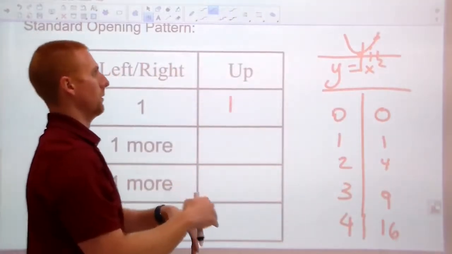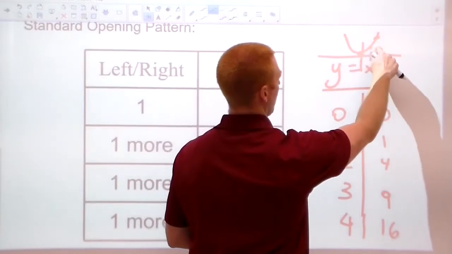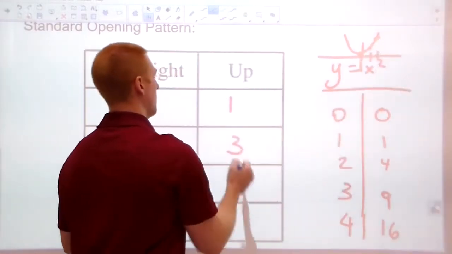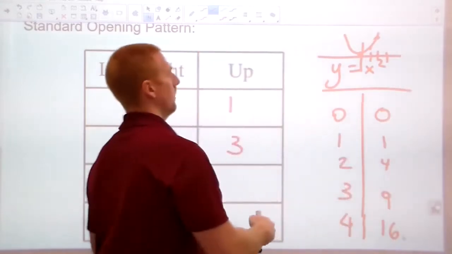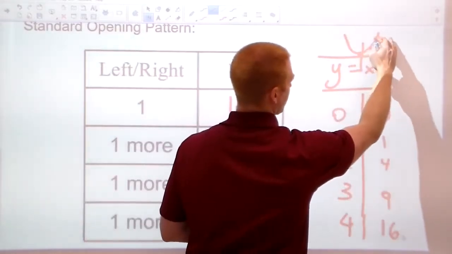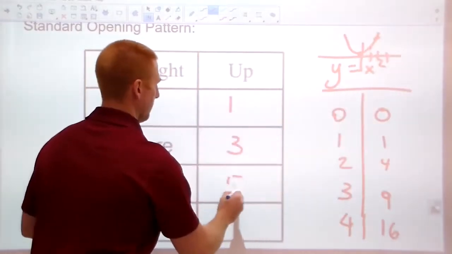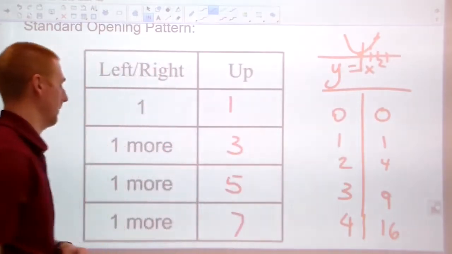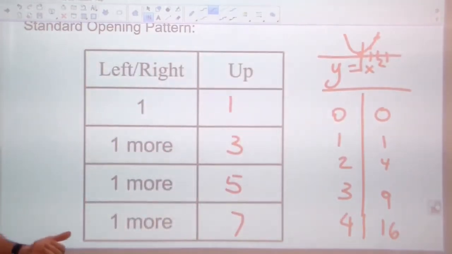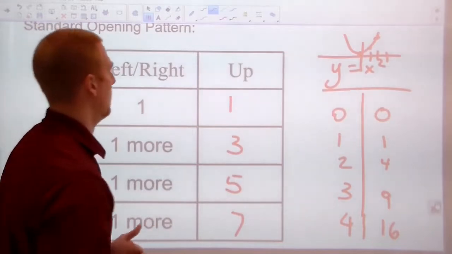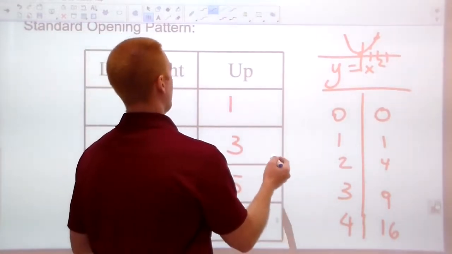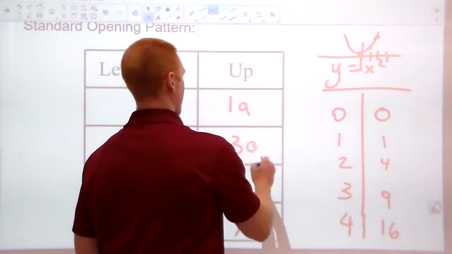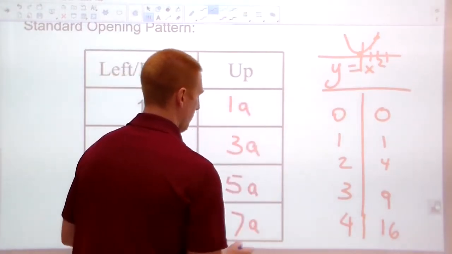So I was at (1, 1). If I went over 1, I went up 3. And if I jump one more, I go up to 9. That's getting off the chart there. But if I went from 4 to 9, I went up 5. And hopefully you're seeing that pattern unfold. You're just running through all of your odd numbers. And what ends up happening, if you have whatever your a value is, you end up multiplying by that to figure out your opening pattern.